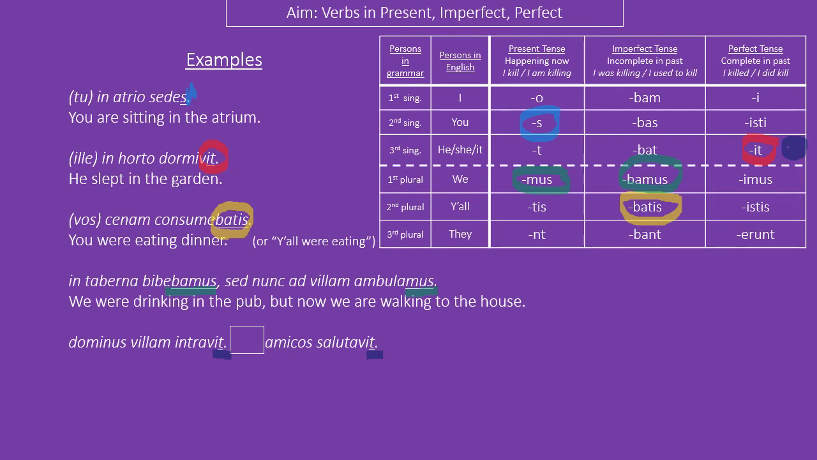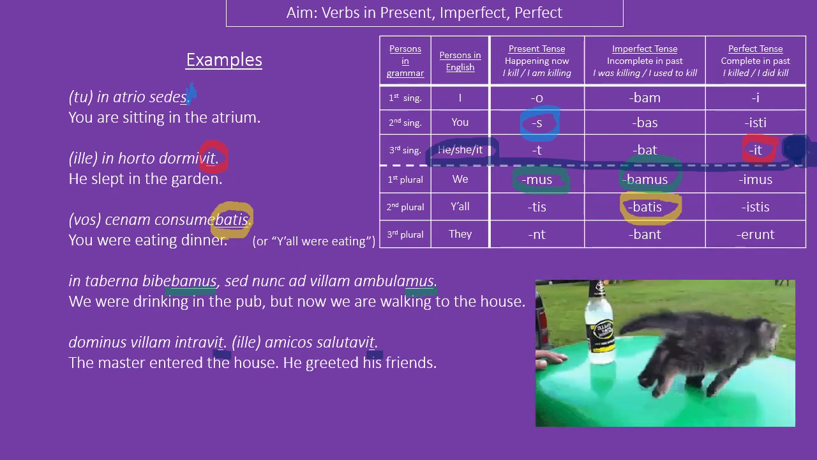The second part of the sentence, though, is it the friends doing something? Well, no, it can't be the friends doing something, because we've already said we're over here, which is in he, she, it. So it can't be the friends plural doing something. The pronoun that's hidden here is just he. The master entered the house. He greeted his friends. Can't be his friends are doing something because they're plural. Always pay really close attention to the verb ending.